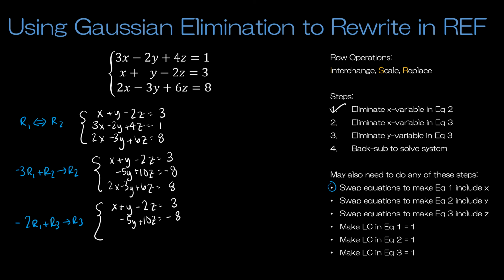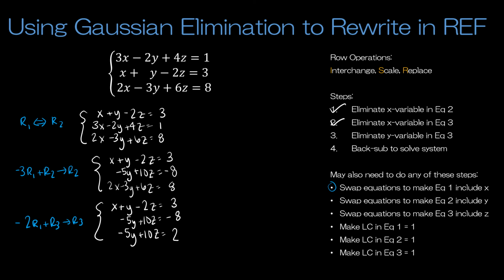So -2 times x is -2x plus 2x gives me 0, 0 x's. -2 times y is -2y, minus 3y is -5y. -2 times -2z is positive 4z, plus 6z is positive 10z. And then -2 times 3 is -6, plus 8 is positive 2. So you might be looking at this and saying, well, I see that there's a problem. But if you didn't, that's okay. We're going to go ahead and continue to make it very clear exactly what's going on.